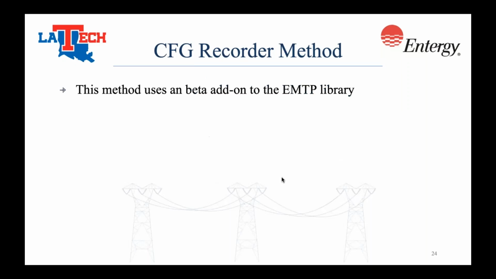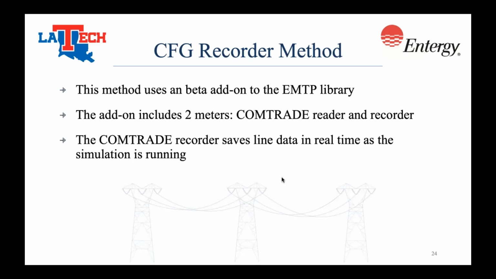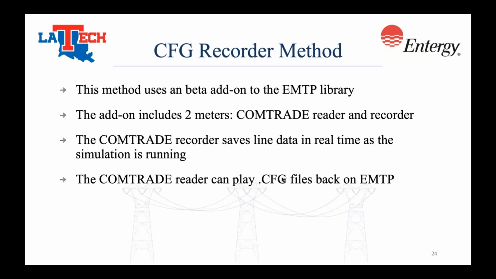The CFG Recorder Method uses the EMTP parts library beta add-on to record line data without opening ScopeView. The add-on includes two devices, the Comtrade Recorder and the Comtrade Replay. The Comtrade Recorder saves line data in real time to a pre-specified file location with a pre-specified file name. The recorder meter must be configured before connecting it to a signal bundle, to provide destinations for the signals in the bundle. The Comtrade Replay has the ability to play Comtrade files back in an EMTP.